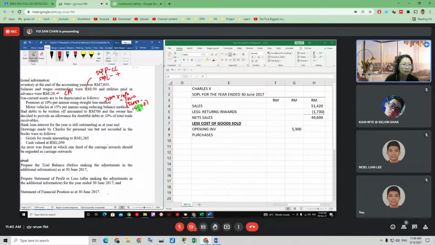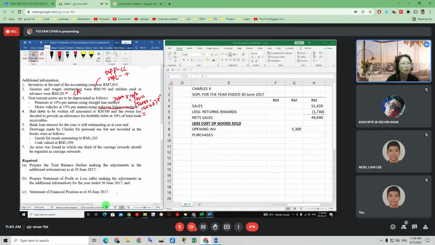Okay, all right, so meaning your working is like this. Your cost minus your opening accumulated, then only you times 15%. Then this will be your depreciation. Because you say it's a reducing balance method, meaning you use net book value. So how to get net book value? Cost minus your accumulated depreciation brought down from last year. And times 15%. So meaning use net book value times 15%.